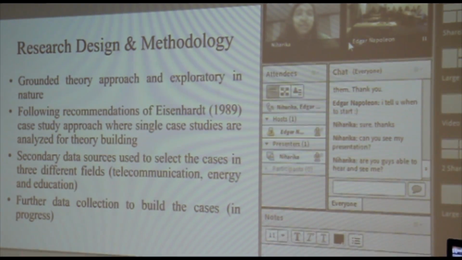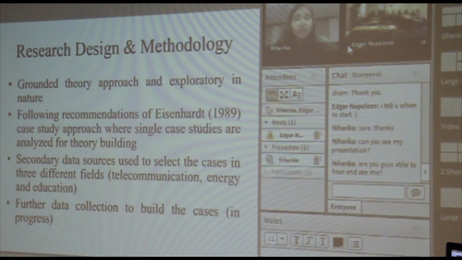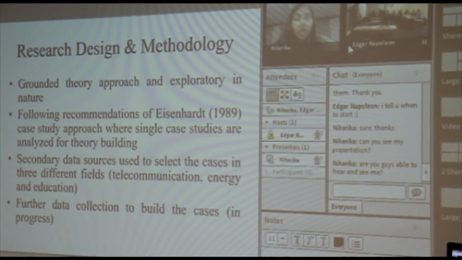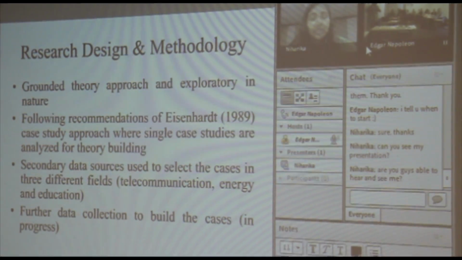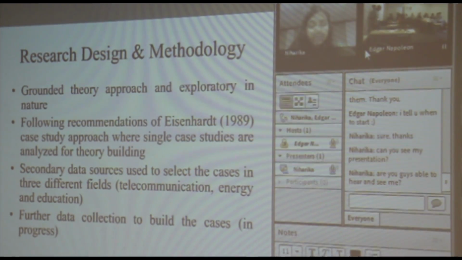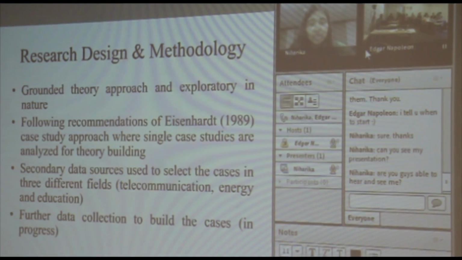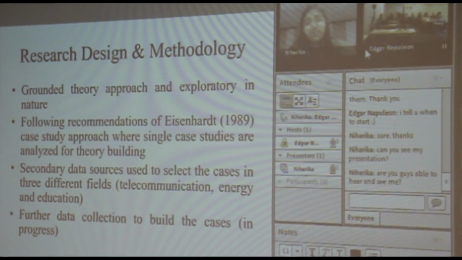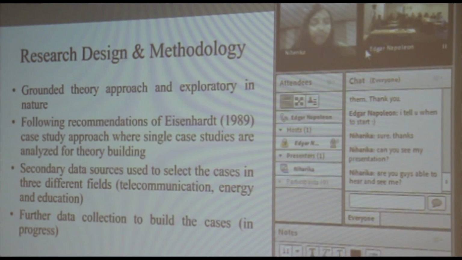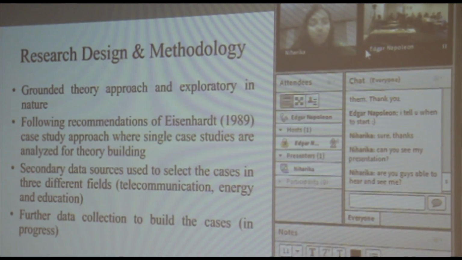We move on to the next part, where I will briefly talk about how we are designing the study and what method we are using. We started with the grounded theory approach because we wanted to explore arguments from it, and we used the single case study approach given by Eisenhardt in 1989 for theoretical argument building. This was done by reviewing the literature as well as the secondary data in these three sectors which I already mentioned, building the cases and then going further down to build more cases from it.